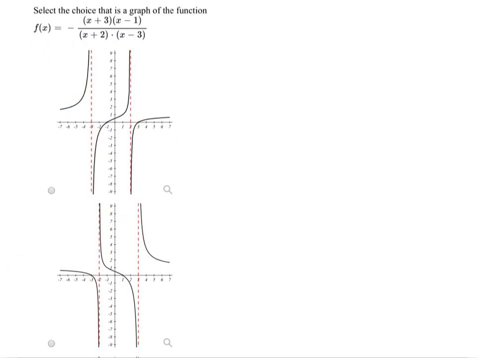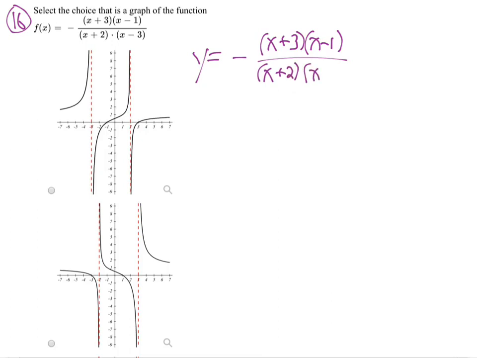Number 16. Okay, so how do we do this one? Yeah, this is number 16, and it's another one of these multiple choice ones that wants to figure out the right graph. We're working backwards, kind of. So we have y equals negative x plus 3 times x minus 1 over x plus 2, x minus 3. We know the drill here. These are x-intercepts, opposites, so -3, +1. And these are vertical asymptotes, the opposite, -2, +3. So which ones have vertical asymptotes at -2 and +3?